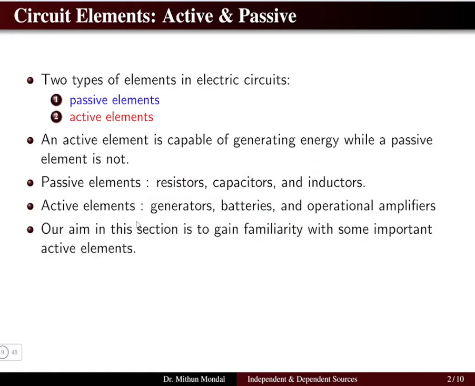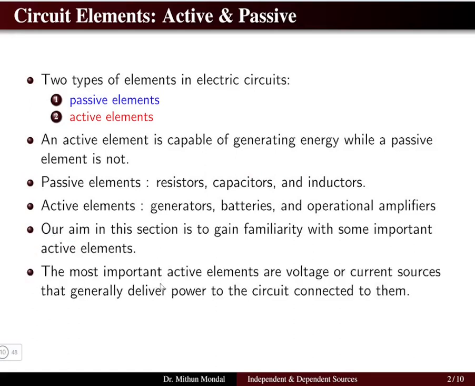The main aim of this particular section is to discuss the active elements. The most important active elements are basically the voltage and the current sources. So when we talk about the active elements which generate electrical energy, we will focus our discussion on the voltage and the current sources. And these sources deliver power to the circuits which are connected to them.